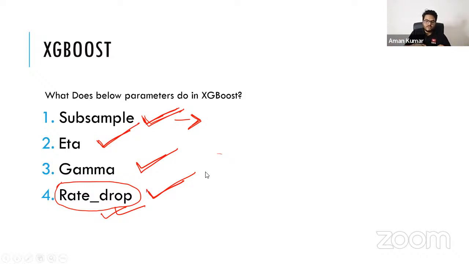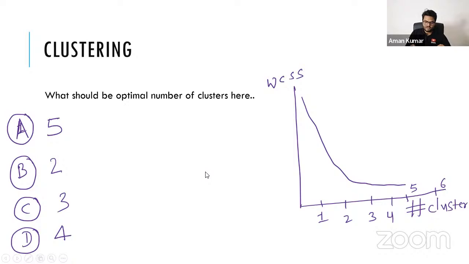Okay, so what is my next slide? This I have put on clustering. Tell me, this is an elbow curve. Okay, what is the optimal number of clusters here? This is your elbow curve. Tell me in terms of option, which option are you guys saying? Option B you are saying? Option B, option C, option B, option C.